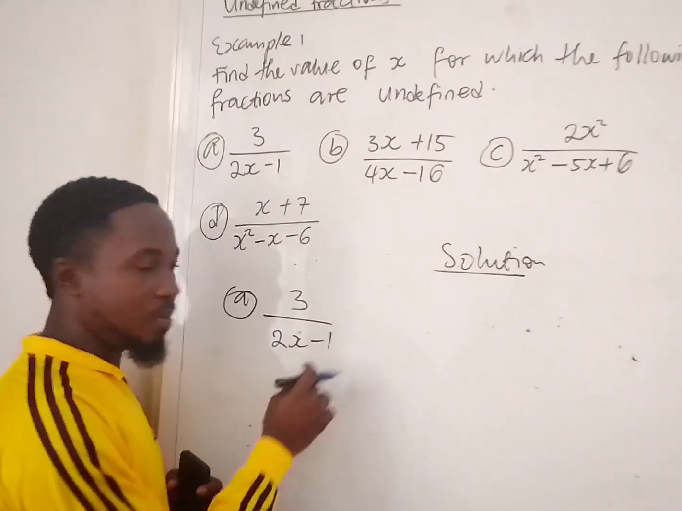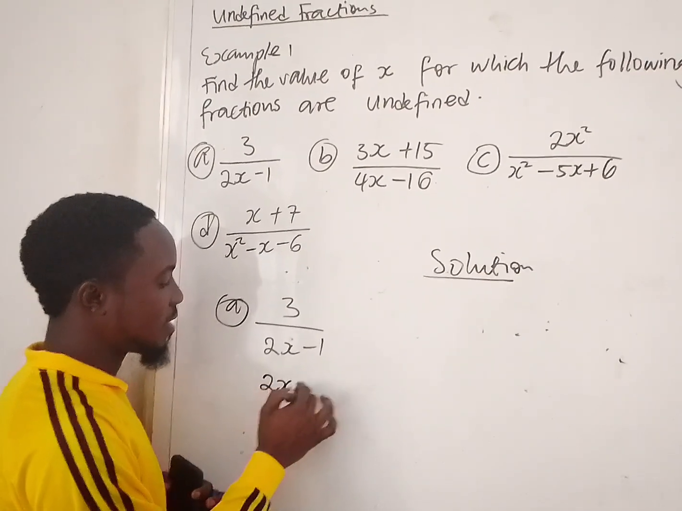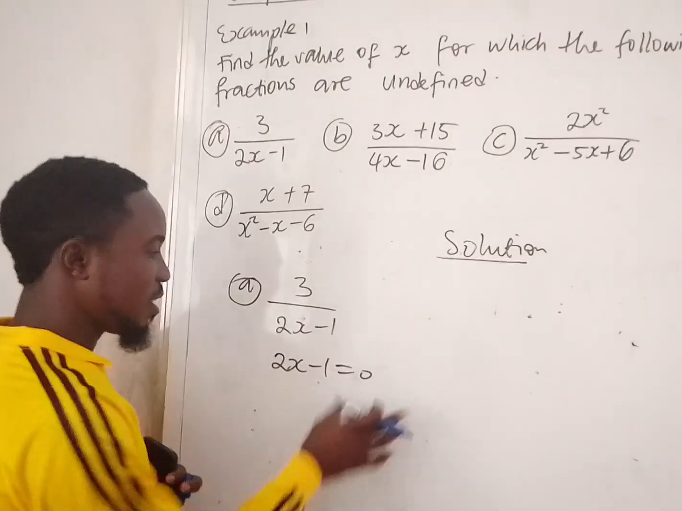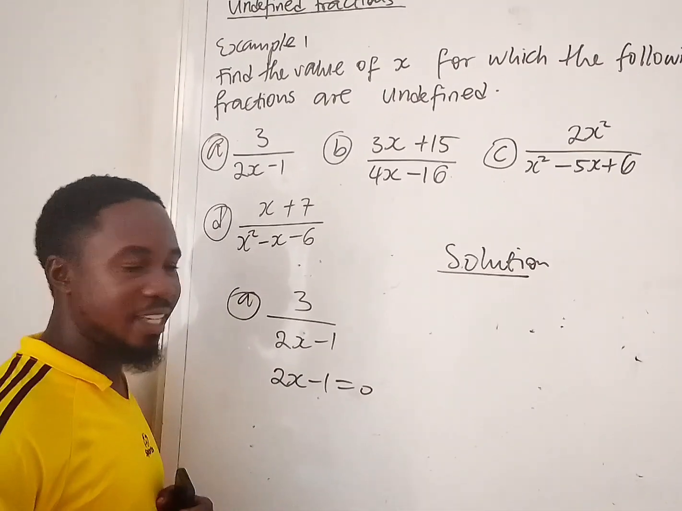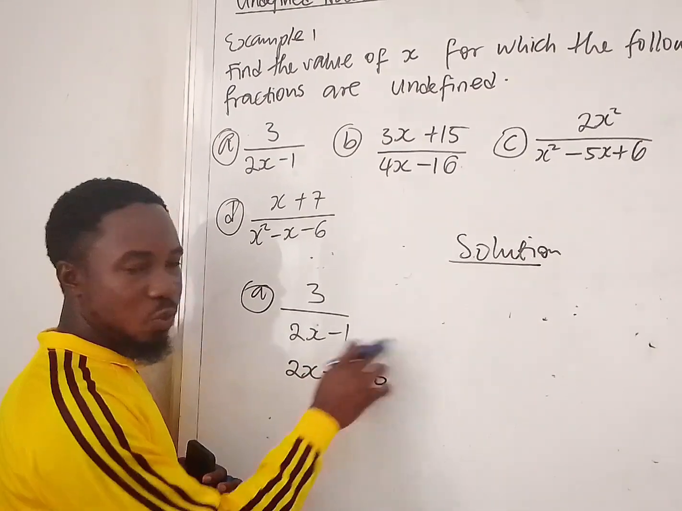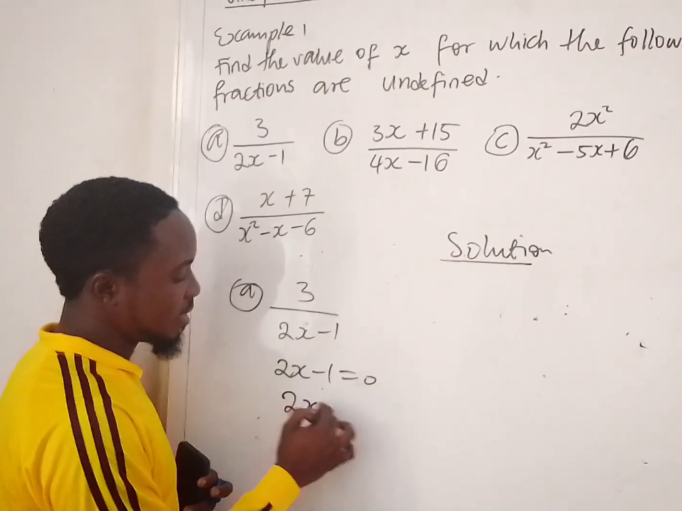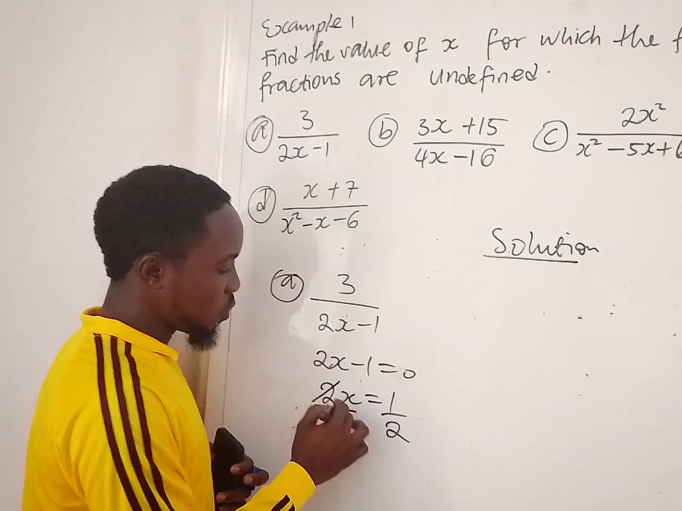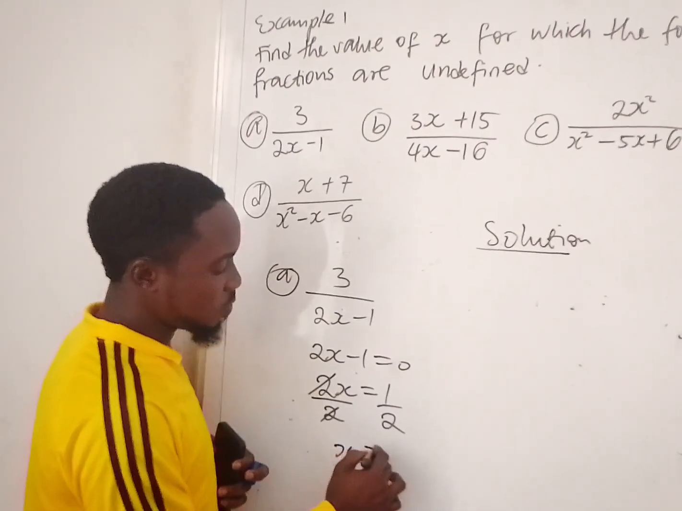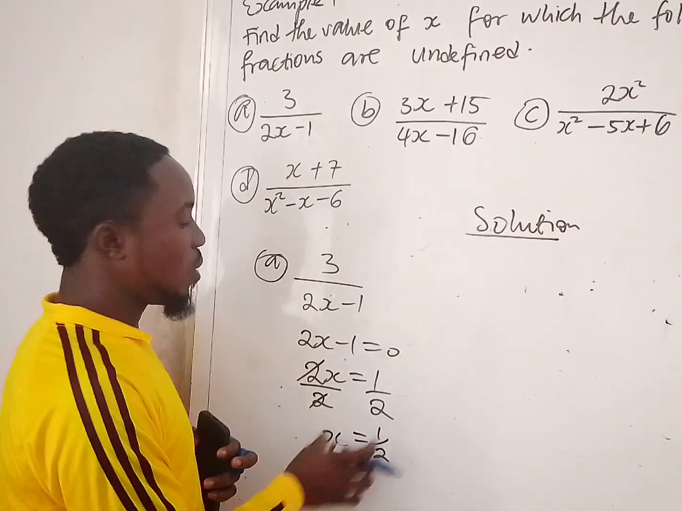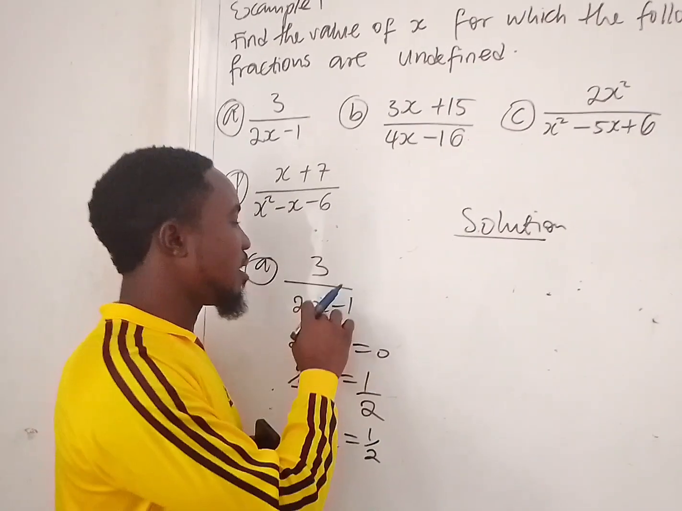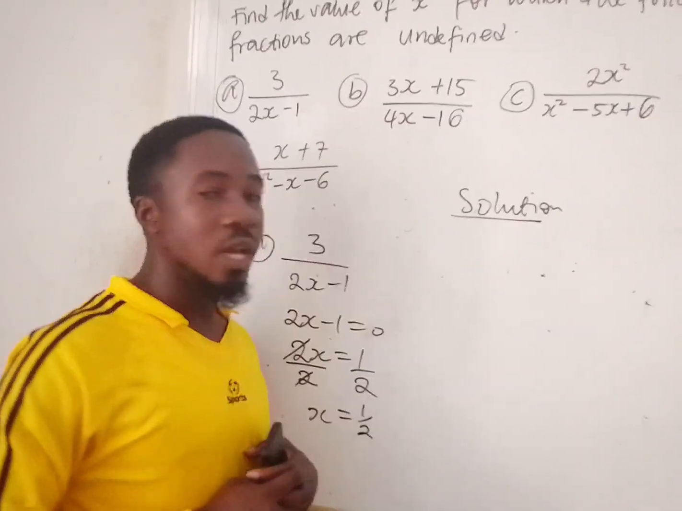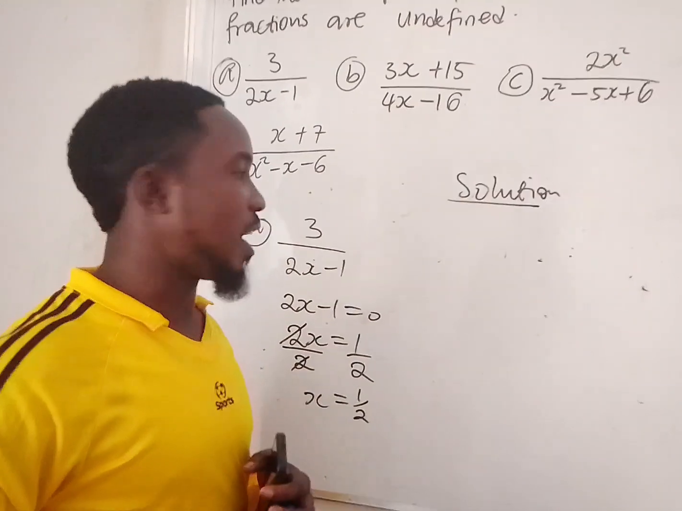First, we set the denominator equal to 0, which is 2x minus 1 equal to 0. Then we solve it like we solve our normal algebraic equations. We take our minus 1 to the other side, so 2x is equal to 1. Divided by 2, divided by 2, 2 goes with 2. So we have x equal to 1 over 2. So when we substitute the value of x into this particular algebraic expression, it will give us an undefined fraction.